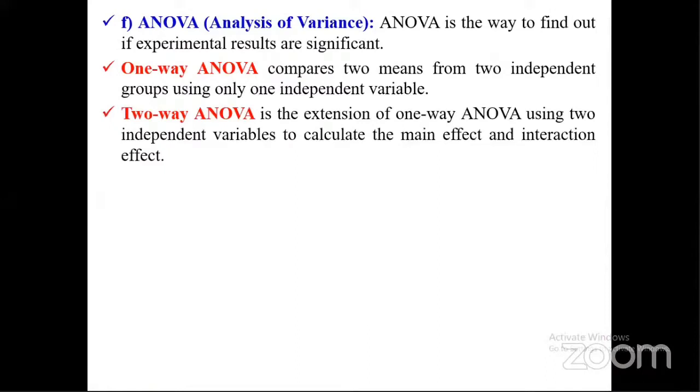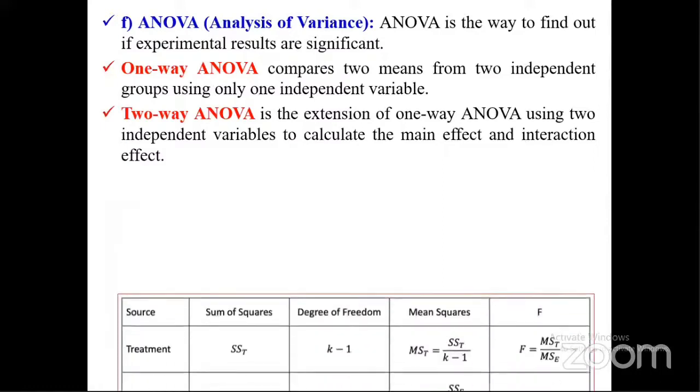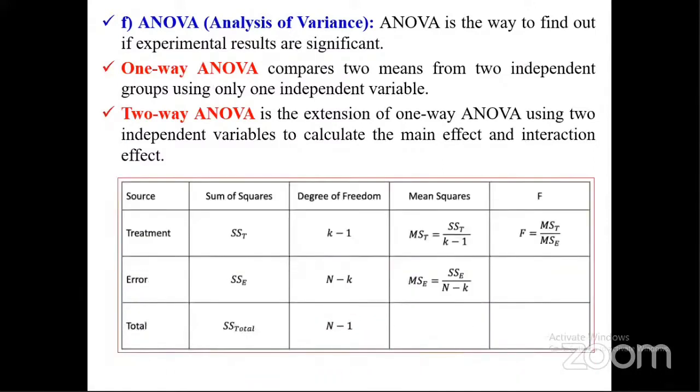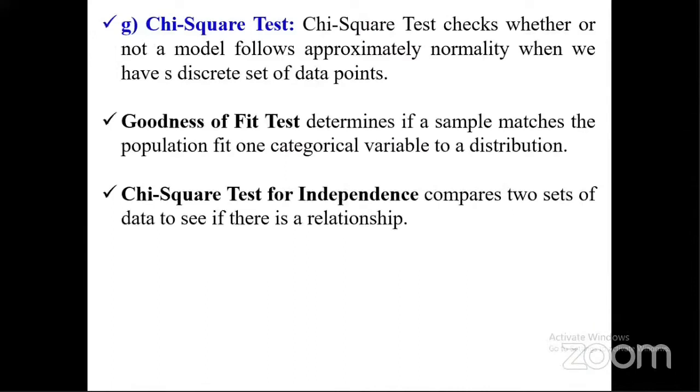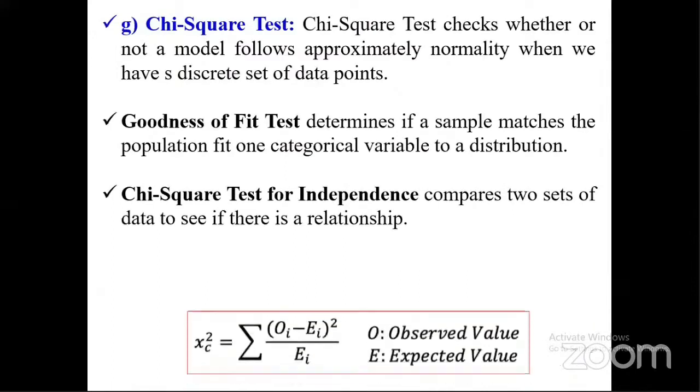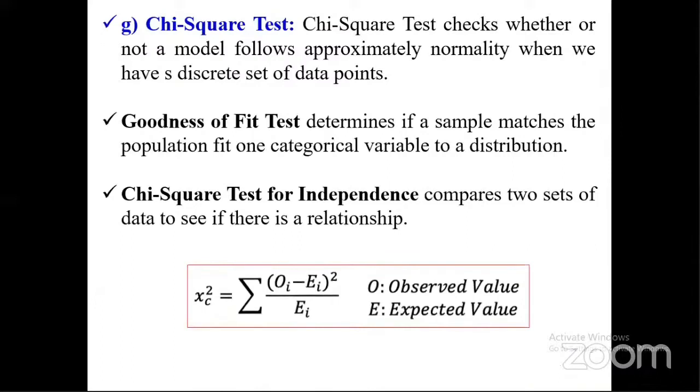ANOVA is the way to find out if experiment results are significant. One-way ANOVA and two-way ANOVA we are using. A very interesting technique in the SPSS tool, Statistical Package for the Social Sciences, and SAS tools are used to perform ANOVA testing. Chi-square test: goodness of fit test, chi-square test for independence, etc. The chi-square test checks whether or not a model follows approximately normality when we have a discrete set of data points.